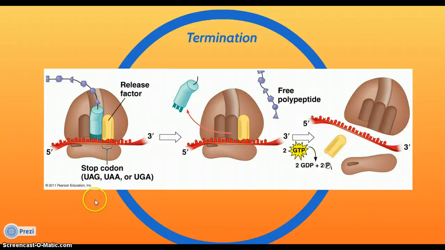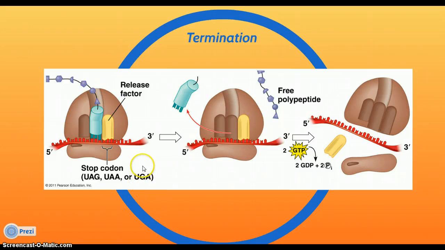In termination, hydrolysis of GTP as well as protein factors aid in releasing the finished polypeptide and disassembling the components of the ribosome. First, when a stop codon appears on the mRNA strand, a release factor, which is shaped like a tRNA molecule, enters the A site. The three stop codons are UAG, UAA, and UGA.